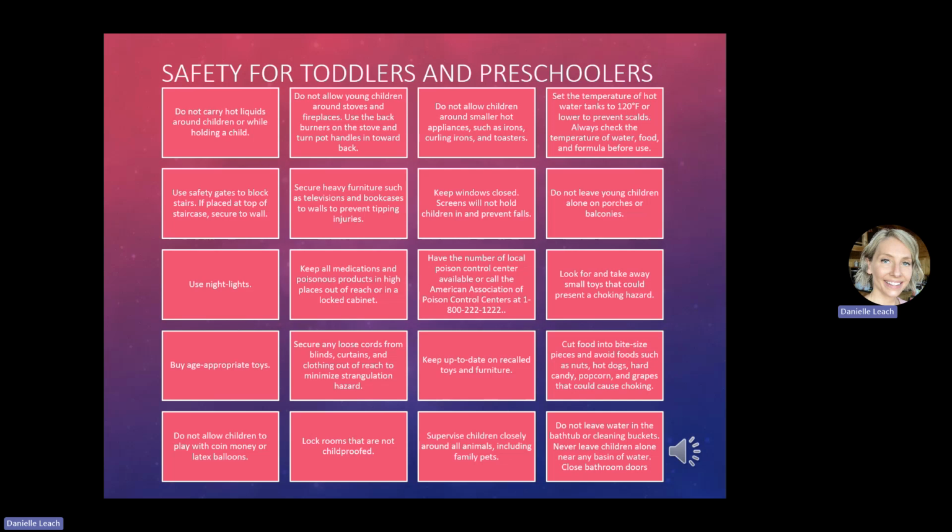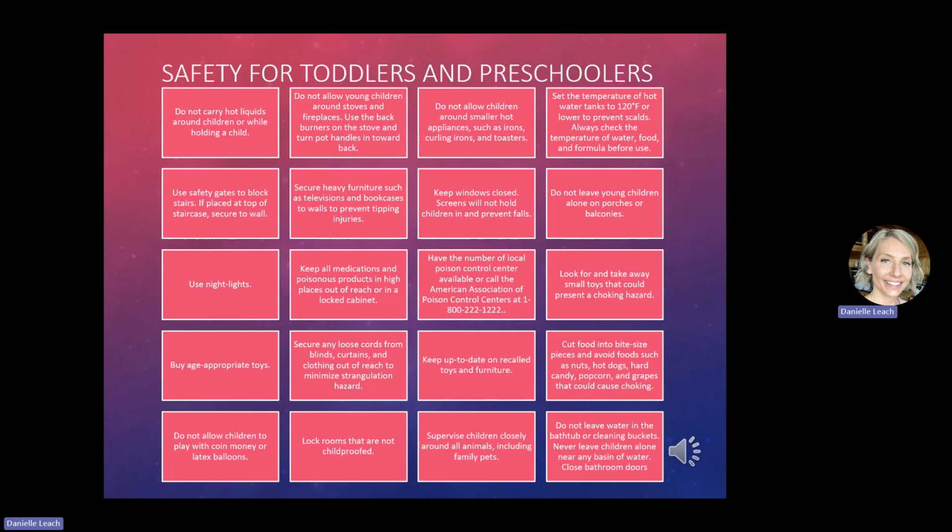Using things like night lights, making sure everything's still locked up, like medications and poisons and things like that. Having numbers to poison control and the doctor nearby. Making sure that we're taking away any small toys that could present a choking hazard. So even though they may be a toddler at this time, toddlers still like to put a lot of stuff in their mouths. So we still want to look out for choking.